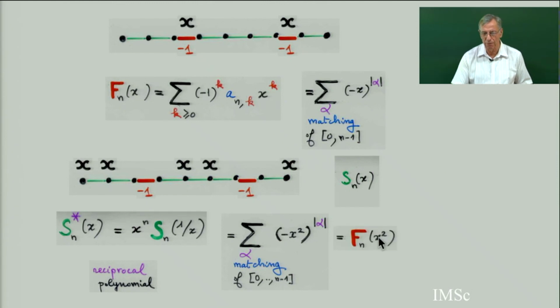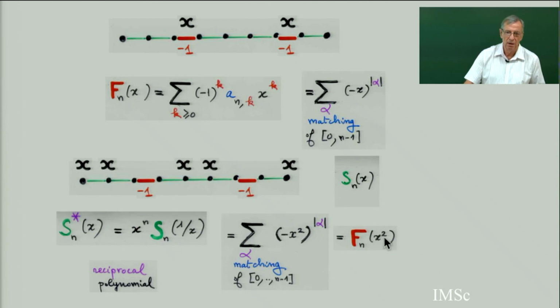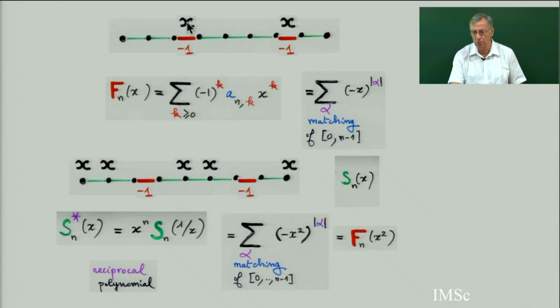And I can write this as a Fibonacci polynomial when I replace x by x2. If you replace x by x2, and replace everywhere x by 1 over x, and multiply by x power n, this gives you this picture. So the Fibonacci, the reciprocal of the matching of the segment graph, is the Fn of x2, because the diamonds here count for x squared. Here a diamond counts only for x.